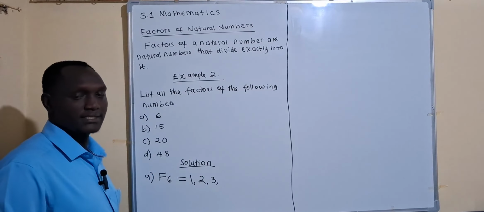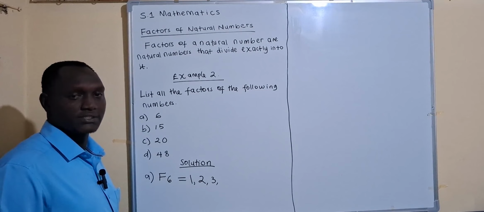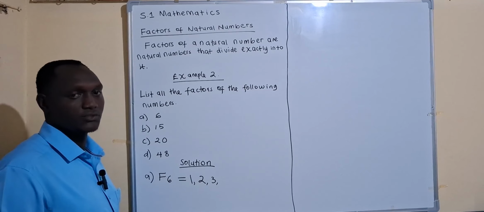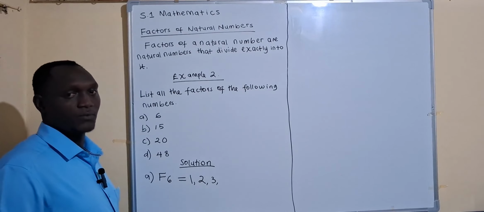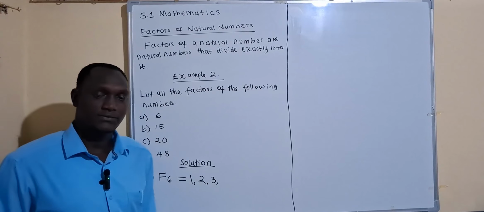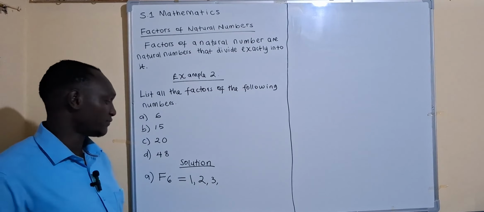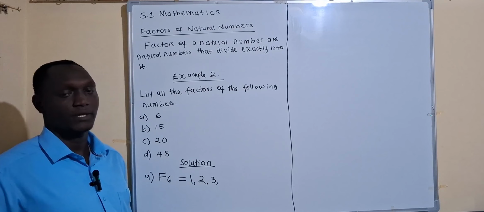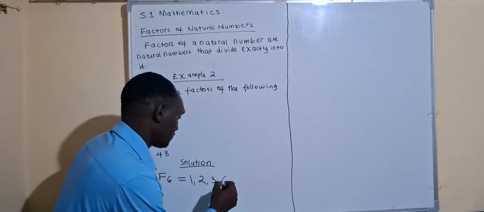What about 4? 6 divided by 4, we get 1 and the remainder is 2. Just because there is a remainder more than 0, 4 does not qualify to be a factor of 6. What about 5? 6 divided by 5, we get 1 and the remainder is 1. Therefore, since there is a remainder greater than 0, 5 is not a factor of 6. What about 6 itself? 6 divided by 6, we get 1 and the remainder is 0. Just because the remainder is 0, 6 is a factor of 6.